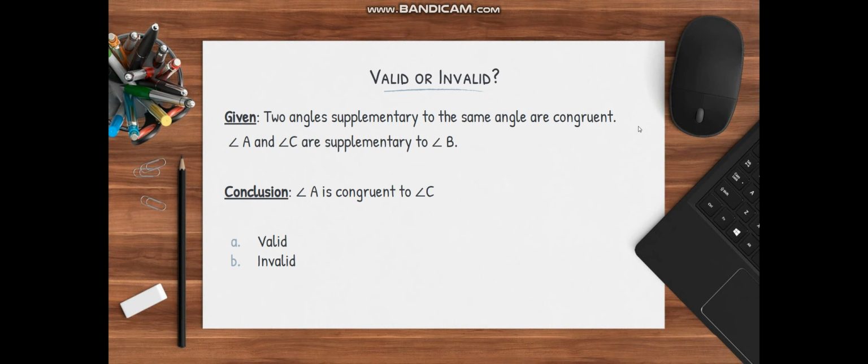You're given this. You can count on this as true, that two angles that are supplementary to the same angle are congruent. And A and C are supplementary to B. So our conclusion, angle A is congruent to angle C. Would that be valid or invalid?